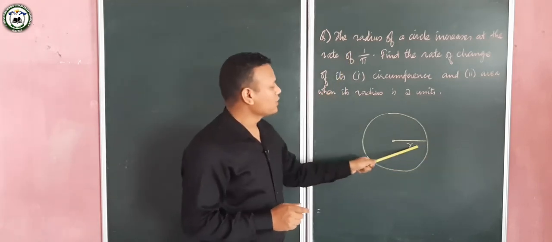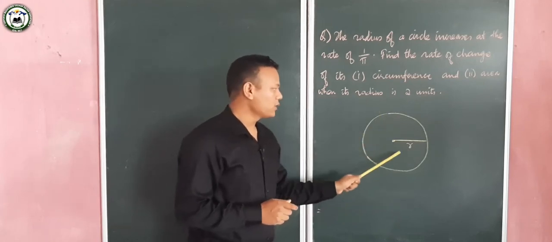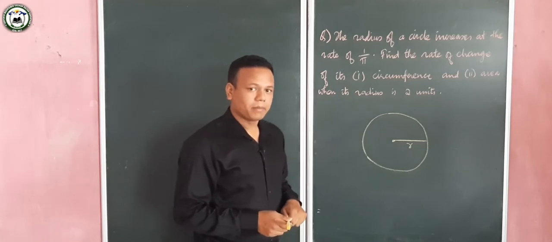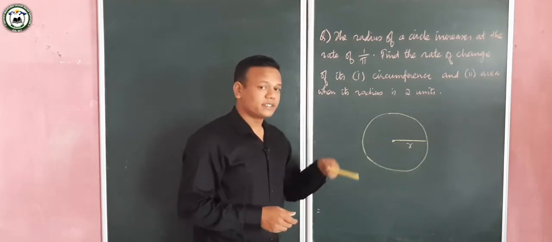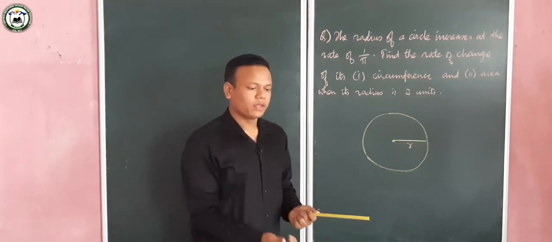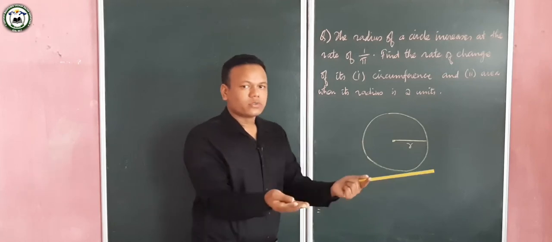The radius r of the circle or circular plate is increasing at the rate of 1 by pi. That means radius is changing with respect to what? Obviously, it has to be with respect to time. Okay, so when you heat it, what will happen? As the time increases, radius also increases.